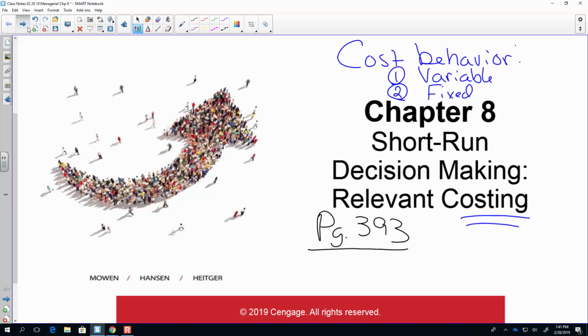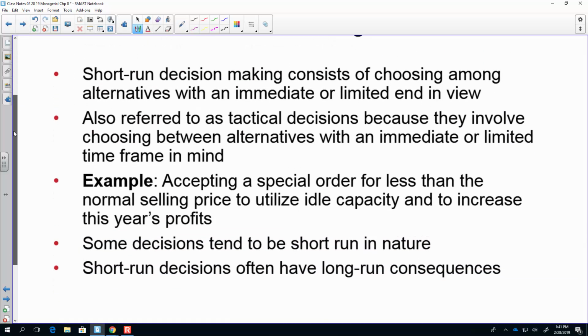The short run process or method of making a short run decision, and they talk about some of the types of short run. One of them is a special order if we have idle capacity. Another is make or buy. In other words, should we make it in-house or should we buy it from another vendor, an outside source? And that was Navistar's concern.